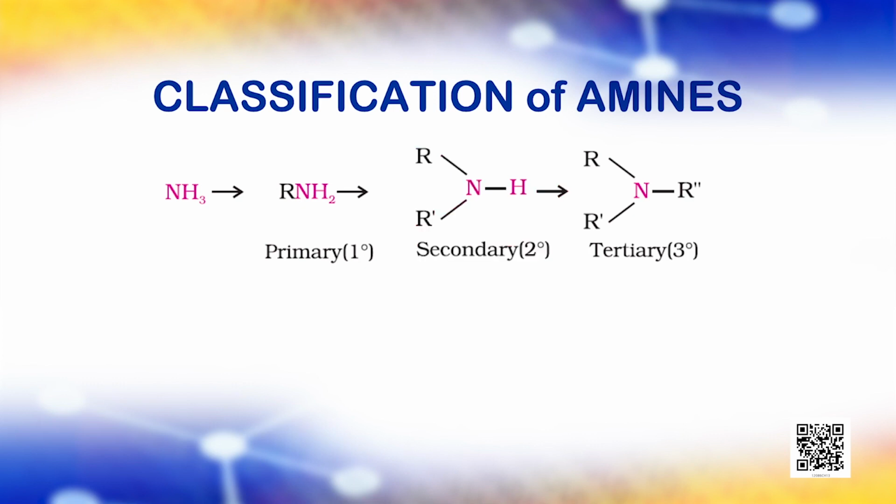If two hydrogen atoms of ammonia or one hydrogen atom of RNH2 are replaced by another alkyl or aryl group, what would you get? You get RNHR', a secondary amine. The second alkyl or aryl group may be same or different. Replacement of another hydrogen atom by alkyl or aryl group leads to the formation of tertiary amine. Amines are said to be simple when all the alkyl or aryl groups are the same and mixed when they are different. Let us now understand the nomenclature of amines.